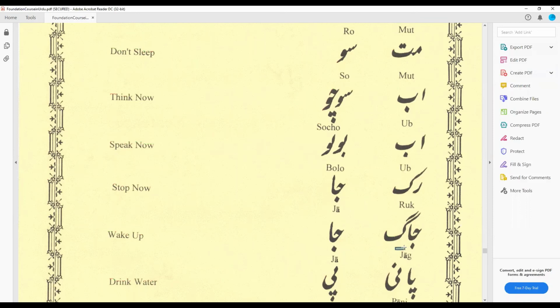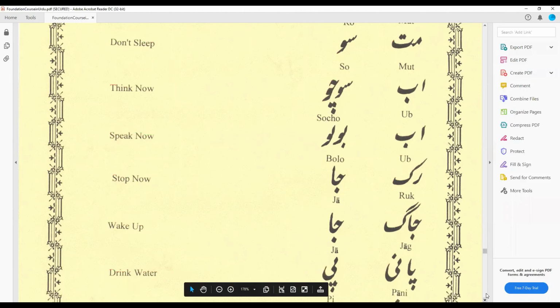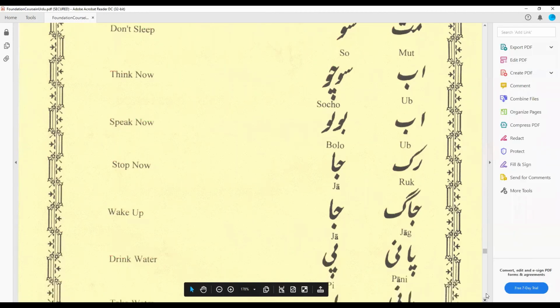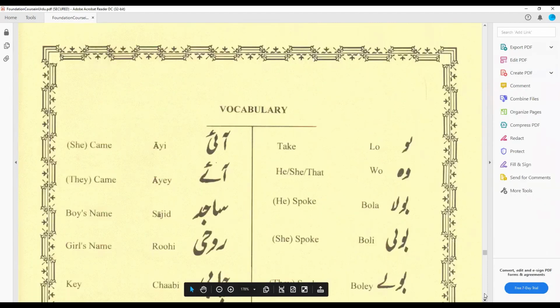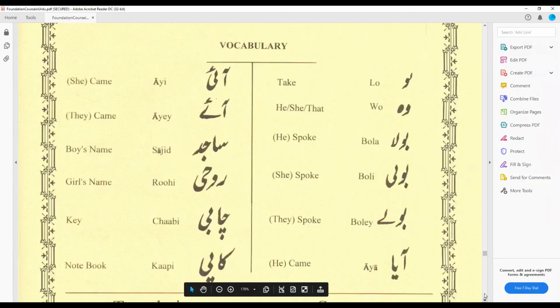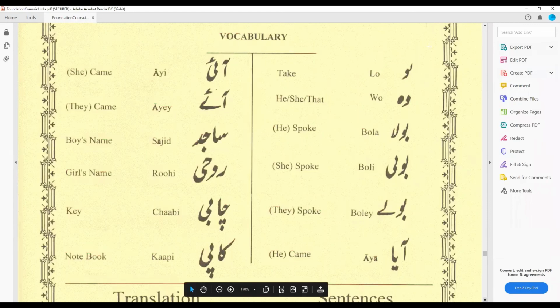Next we have jag ja. Jag ja. Wake up. Next we have pani pi. Pani pi. Drink water. Next we have pani lo. Pani lo. Take water. Okay. To the next page. Next we have vocabulary.